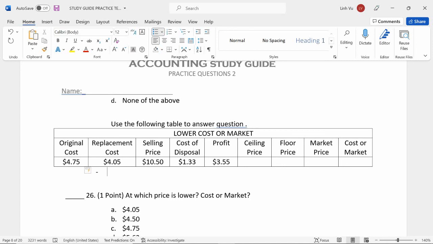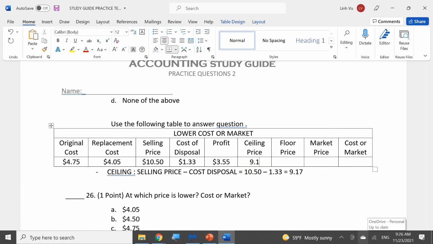Right? Ceiling is going to be the selling price minus cost of disposal. Yeah, and cost of disposal, which is 1.33. Good, right? You're going to take your $10.50 minus $1.33, which you said $9.17? Yep. Okay, perfect. $9.17.